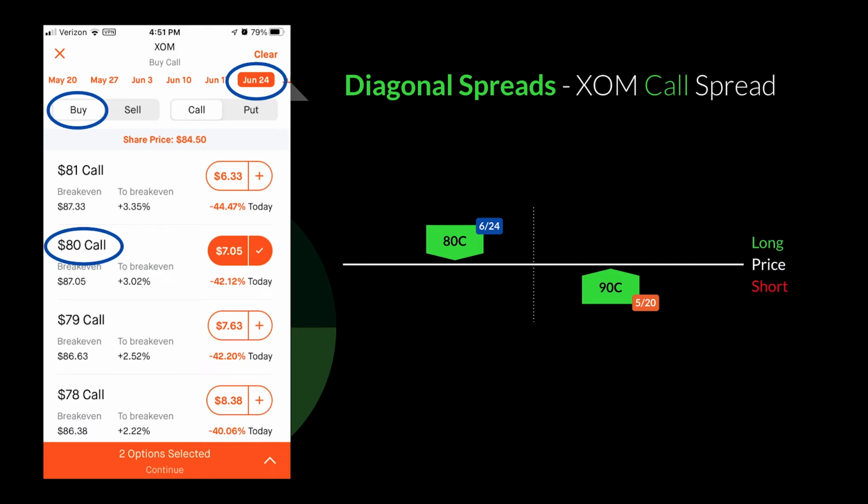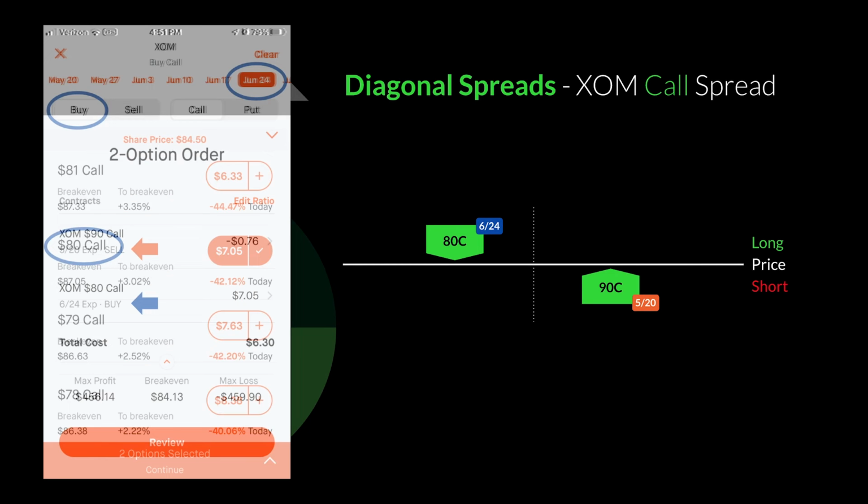So now we've got our 80 call, and we are buying this. So we're on the long side. You can see right here, long. And then 6/24 is our expiration. So this would be a diagonal spread.